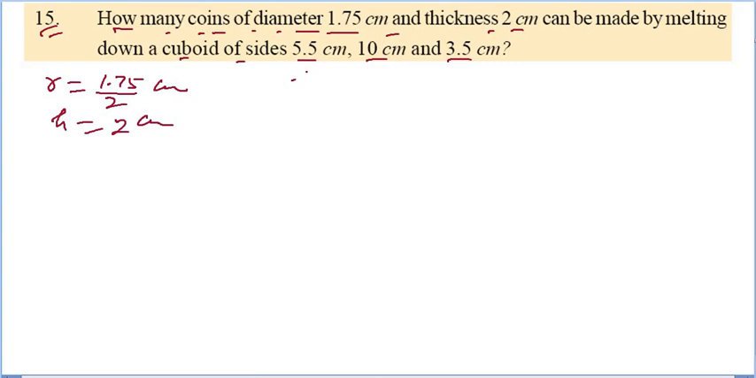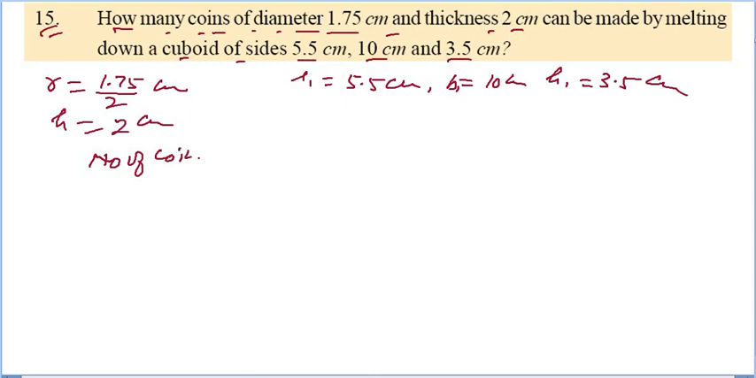And the length L1 is 5.5 centimeter, and the B1 is 10 centimeter, and the H1 is given as 3.5 centimeter. So volume, here is number of coins. We want to find how many numbers, so number of coins. So you have to write number of coins.